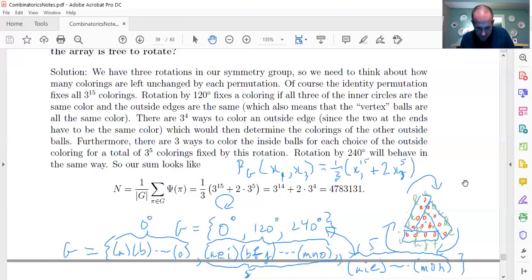And so if I want the number of 3 colorings, all I'm going to have to do is just plug in 3, 3. So the number of 3 colorings, which we got over here, is really just P_G(3, 3). And indeed, we see that we're going to get the exact same formula. It's going to be 1/3 times (3 to the 15th plus 2 times 3 to the 5th), which is pretty interesting.